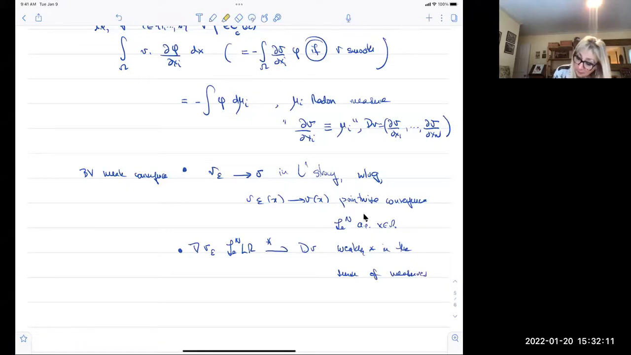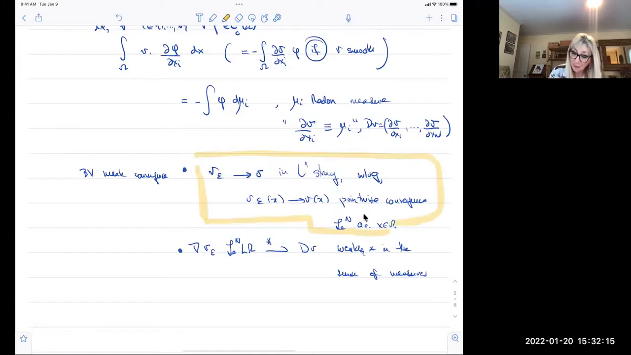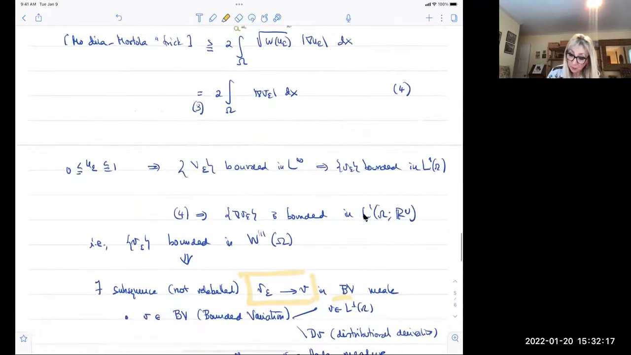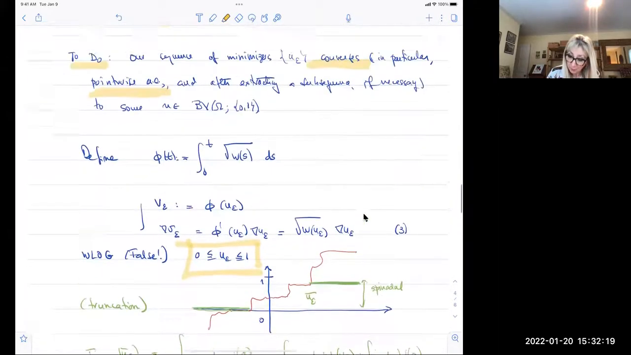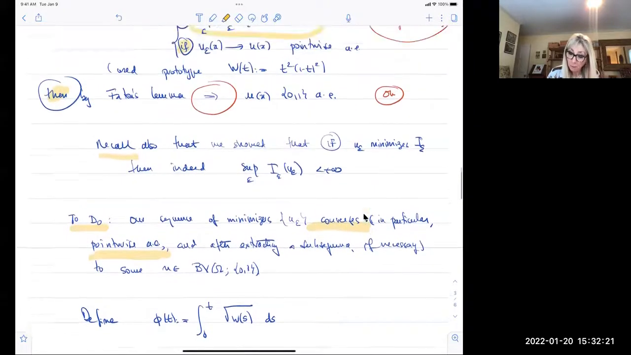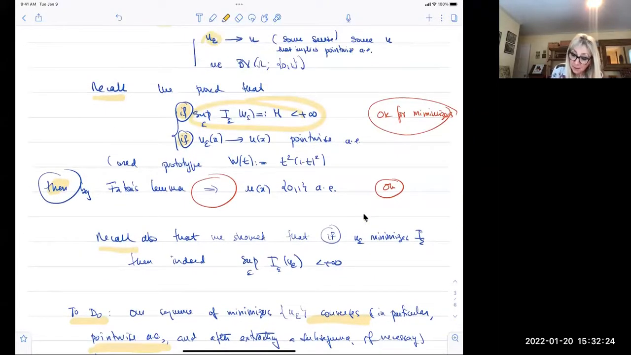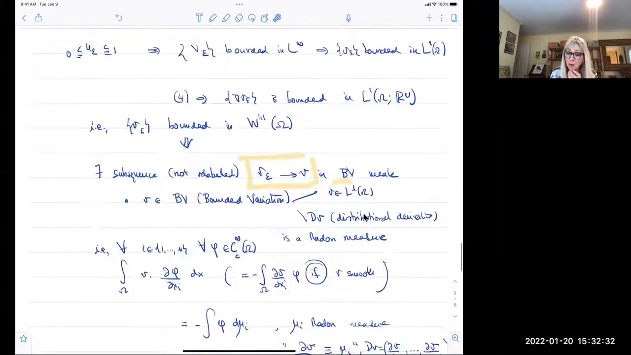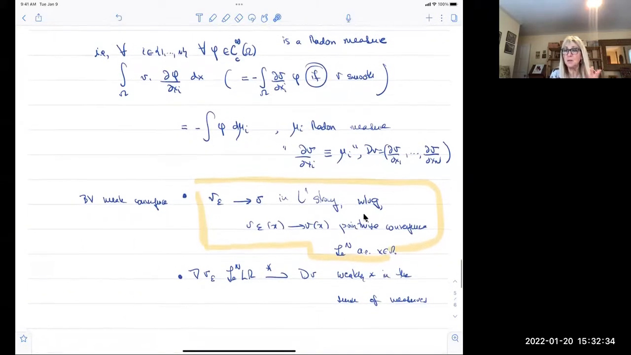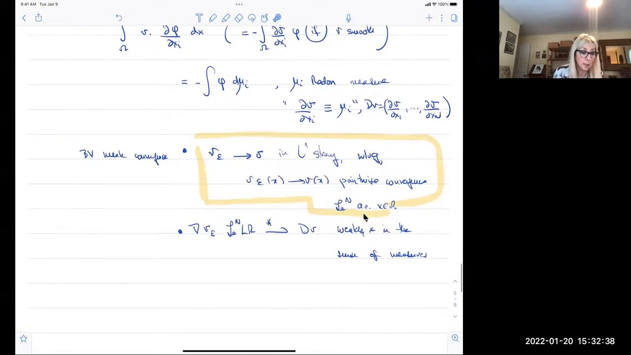But this is important because remember that I told you before up here that there was this if. I need that the convergence gives me pointwise convergence. And then you say, wait a second, but this is not u_epsilon, this is v_epsilon. We have to go back to u_epsilon. Yes, you're right. Okay, so let's do that.